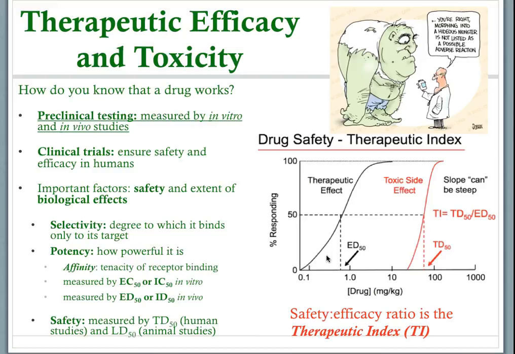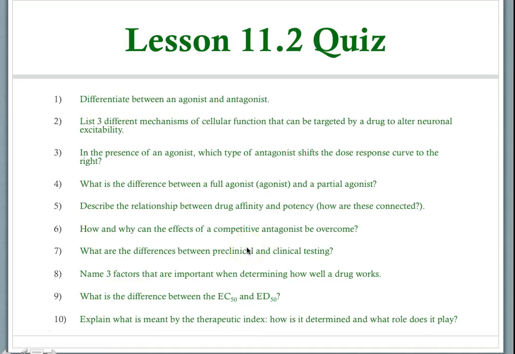Is it selective? Is it potent? Does it produce a robust biological effect that we want? Does it limit the amount of toxicity? And the way that we can tell this is by looking at all these different parameters to do that.